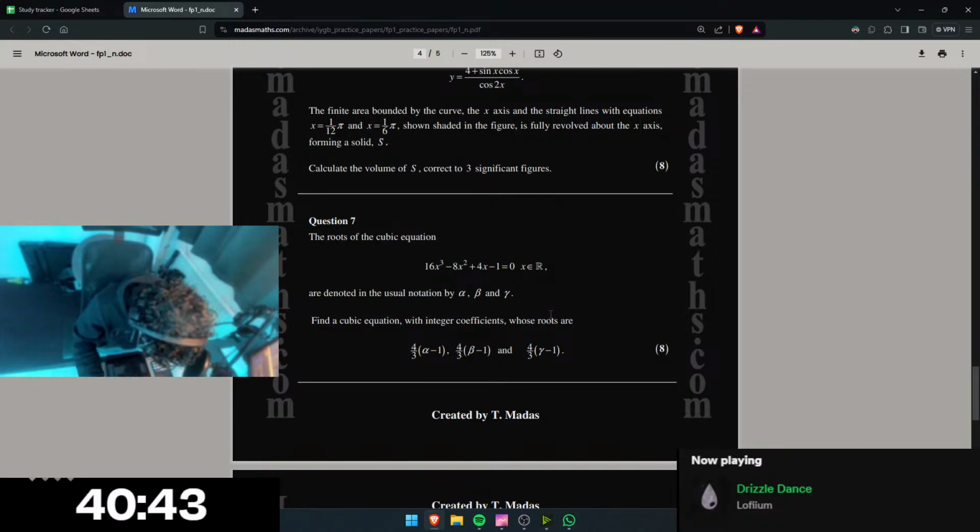Oh, that is such a dirty question. Okay, so that means that x equals 4 over 3 y minus 1. This implies that... wait, no, I've done that the wrong way around. 4 over 3 y minus 1. 16.